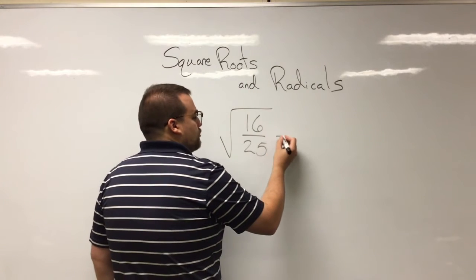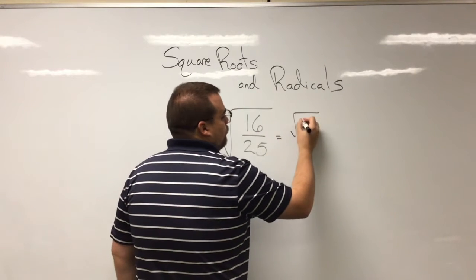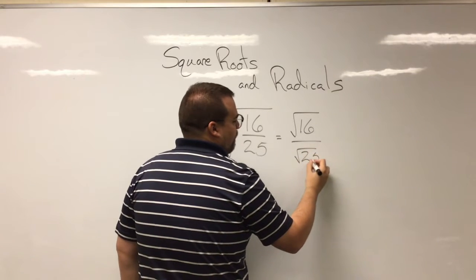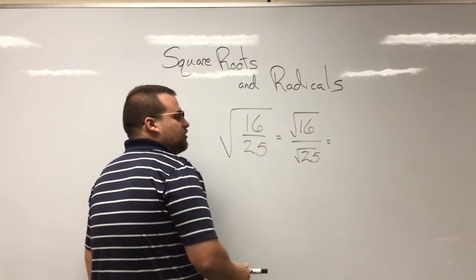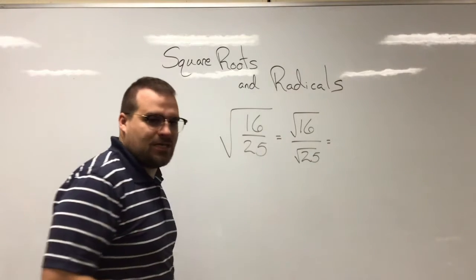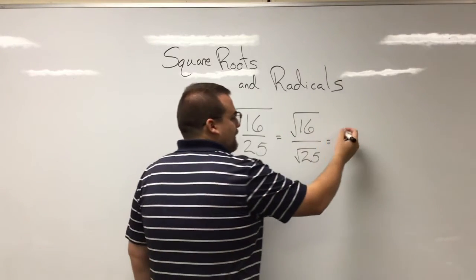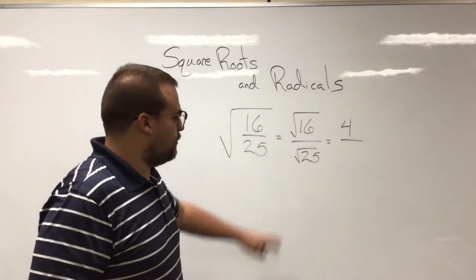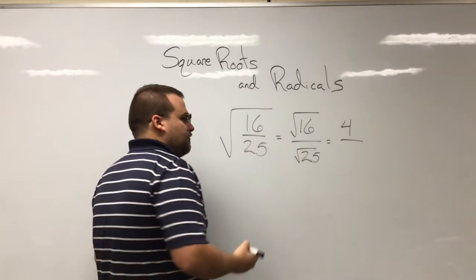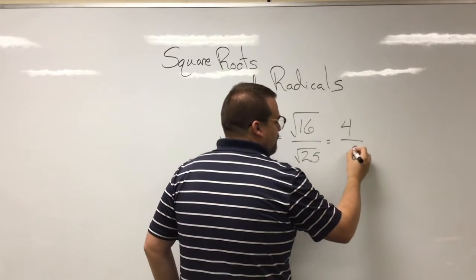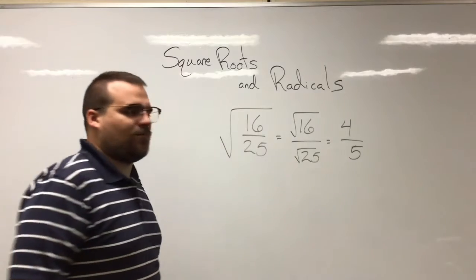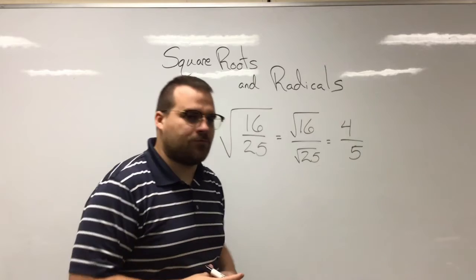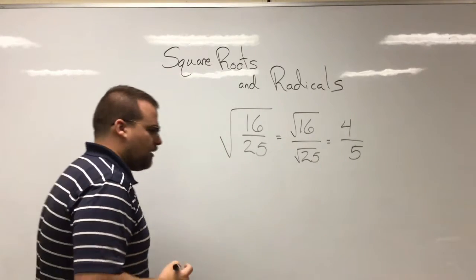Even though that square root is over the entire fraction, it's really that the top and the bottom of that fraction are being square rooted. So you just have to ask yourself, what's the square root of 16? Well, what times itself is 16? That would be 4, because that's 4 times 4, right? And then what's the square root of 25? That's 5, because 5 times 5 is 25. So we would be able to just say 4 over 5. That's our square root.